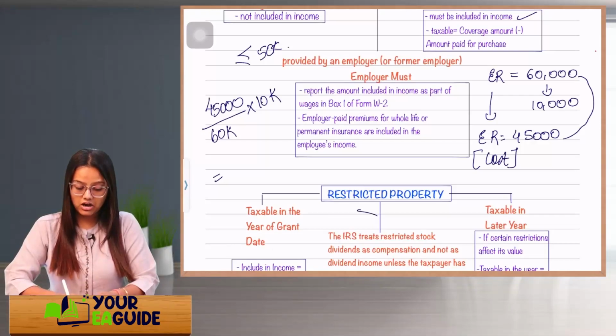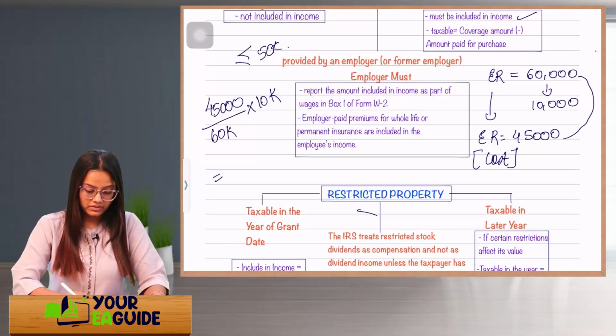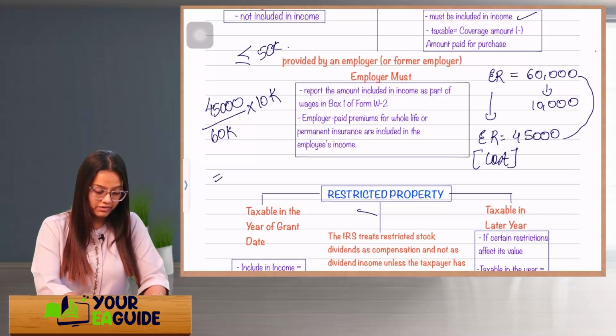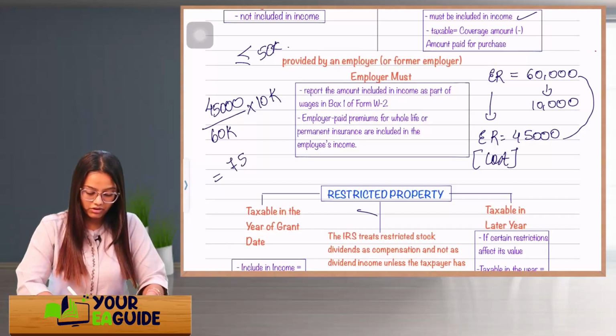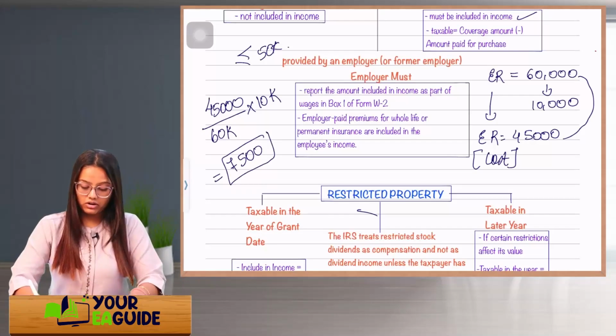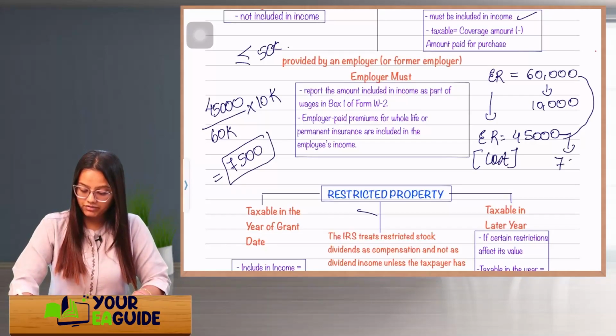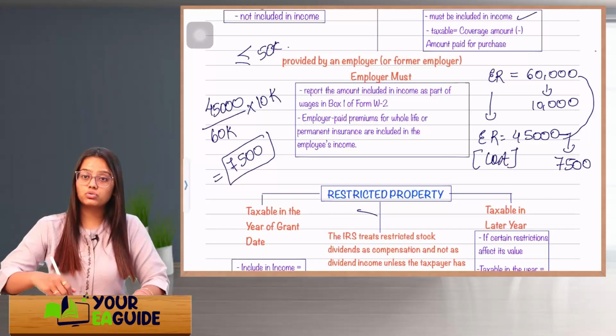So let's see how much it is. 45,000 divided by 60 into 10,000. 45 divided by 60 into 10 comes to $7,500. So out of your 45,000 cost, 7,500 is a taxable cost to the employee.